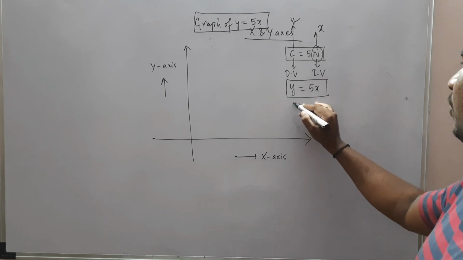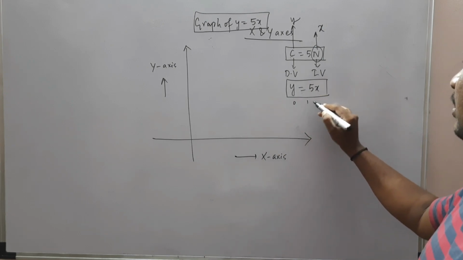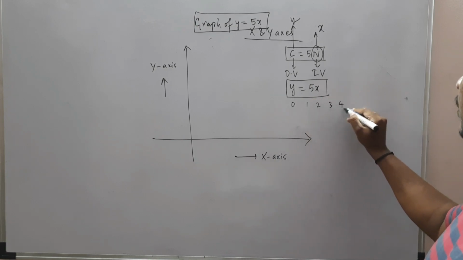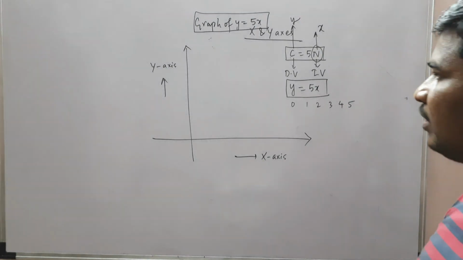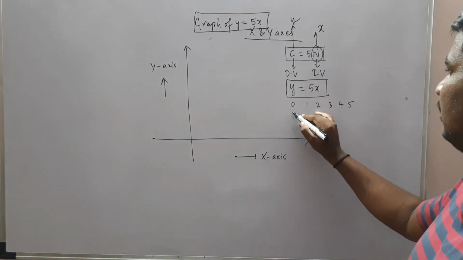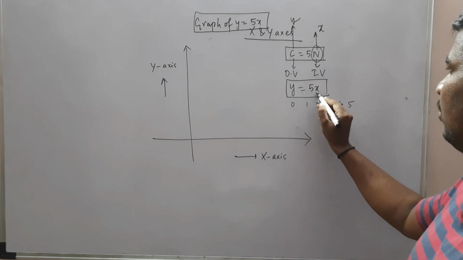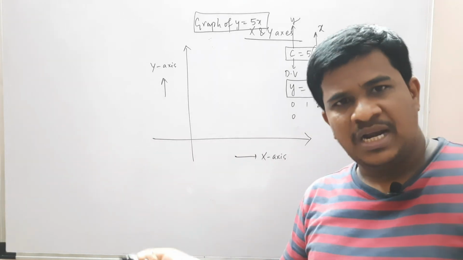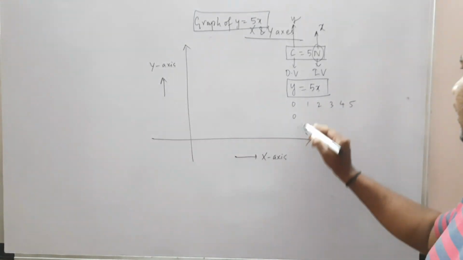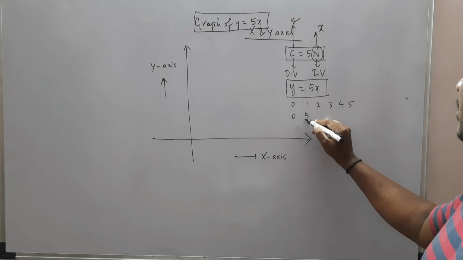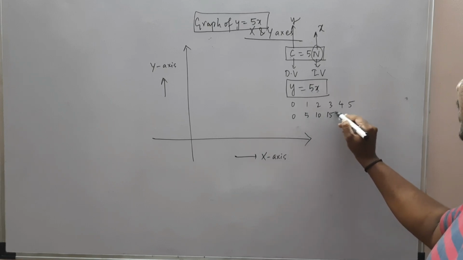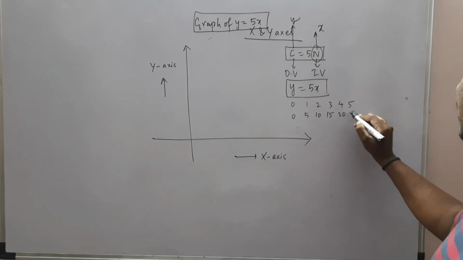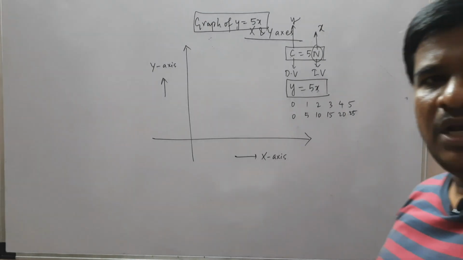So let me give values for x: 0, 1, 2, 3, 4, 5. The y values: if you put 0 in place of x, 5 into 0 is 0, because when you spend nothing, you get nothing. 1 pen, 5 rupees. 2 pens, 10 rupees. 3 pens, 15 rupees. 4 pens, 20 rupees. 5 pens, sorry, 25 rupees. So let me take all this.